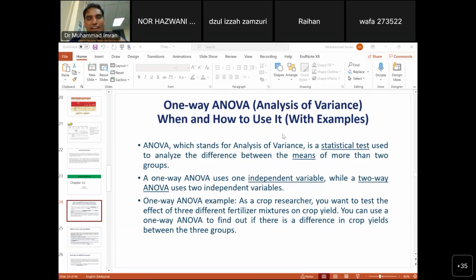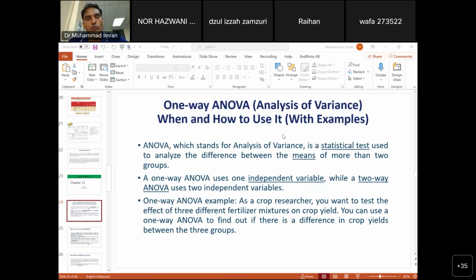One-way ANOVA uses one independent variable, while two-way ANOVA uses two independent variables. But our main topic of discussion is one-way ANOVA, not two-way ANOVA. Maybe some other time we'll teach you about two-way ANOVA.